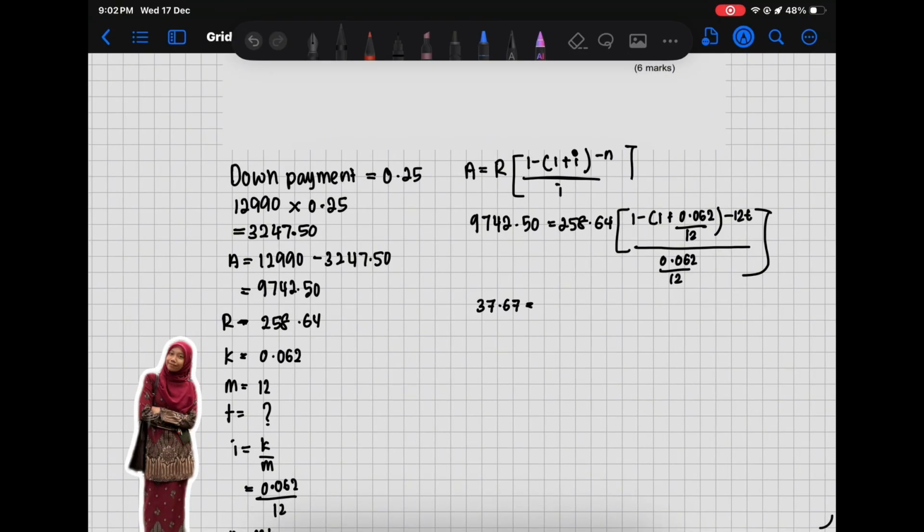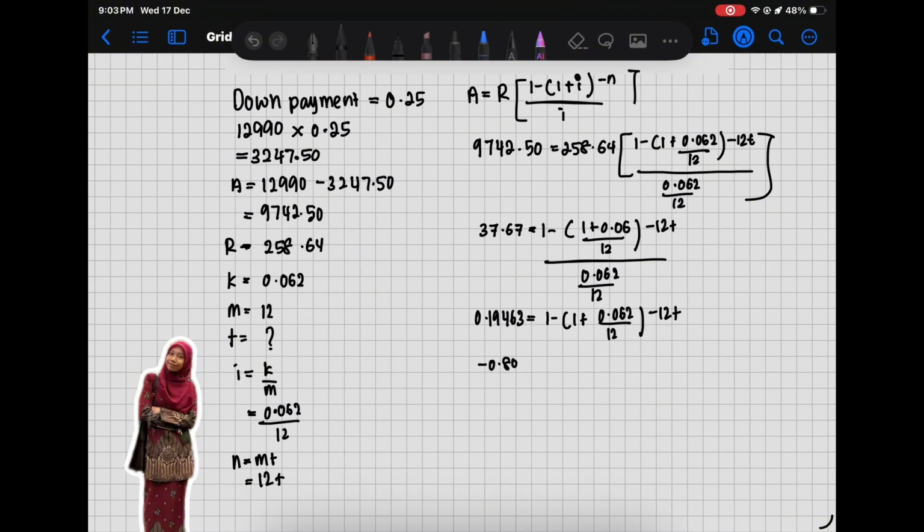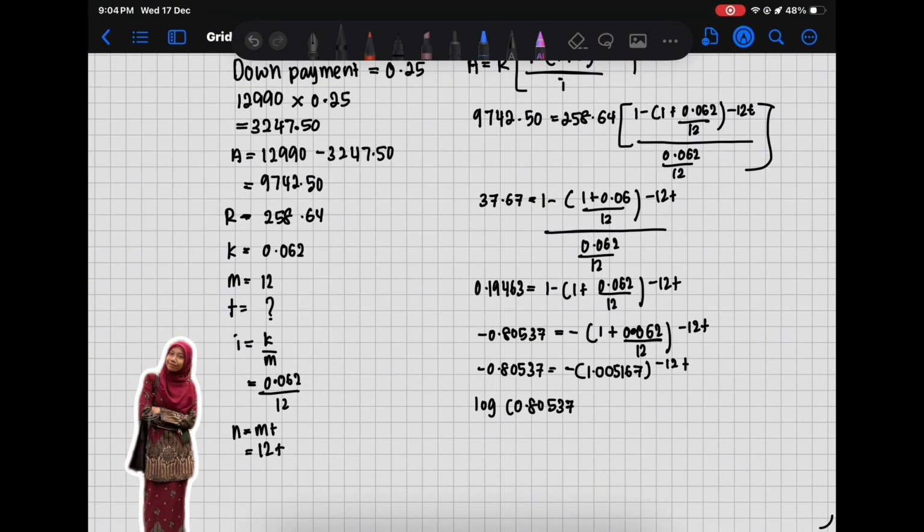First, bring 258.64 to the left and we'll get 37.67. Next, bring 0.062 over 12 to the left and it becomes multiplication. The answer we get is 0.19463. Then, 1 will be minus and we solve the number in the bracket. Last, apply log on both sides and we get negative n equal negative 42. We know that n equal to MT, so negative 42 equal to negative 12T and T is 3.5 years.